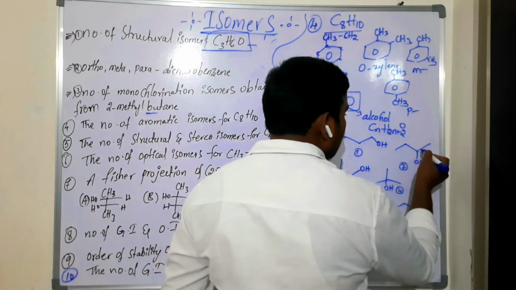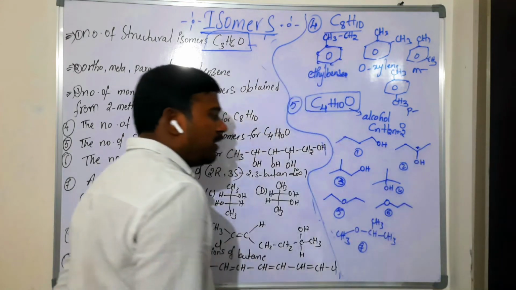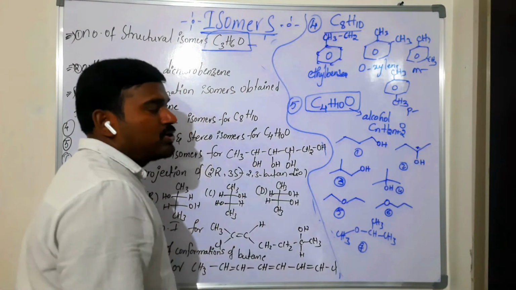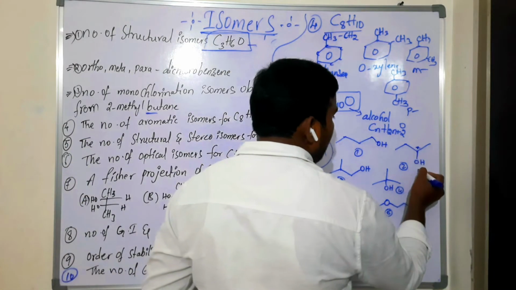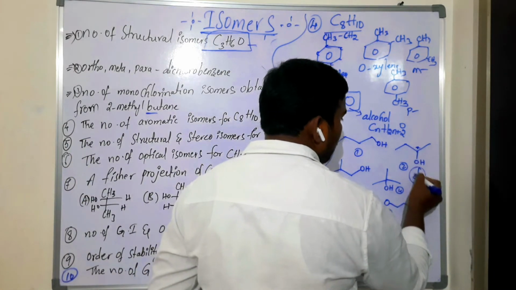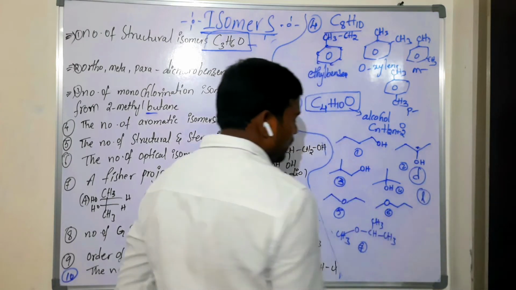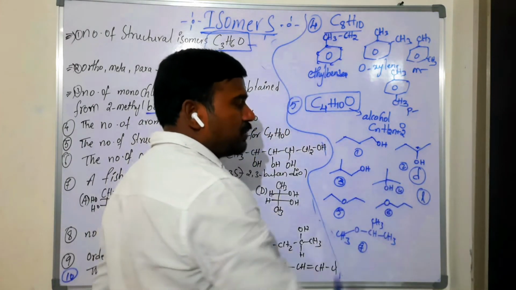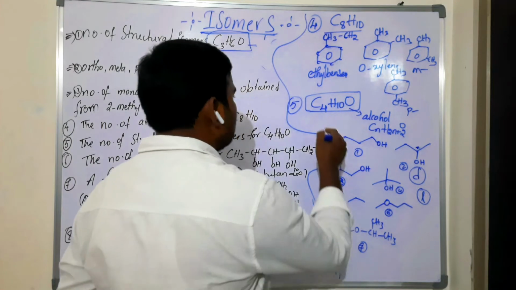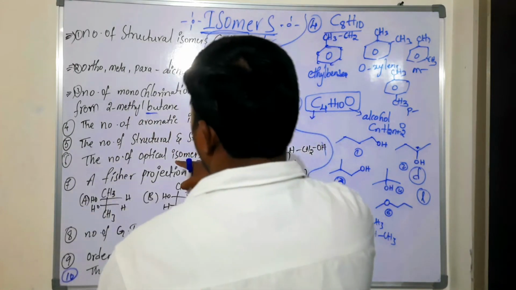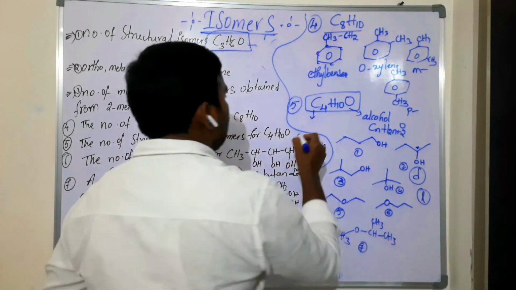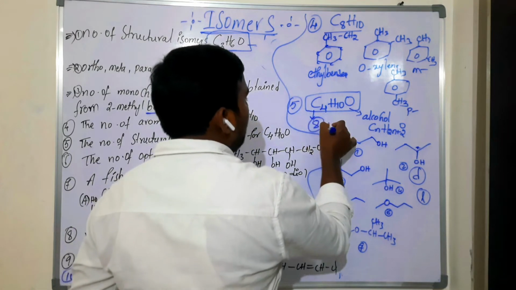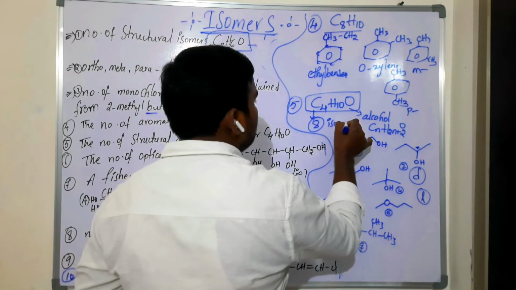Now, here you see, this is a chiral carbon. The chiral carbon has the OH group. So it has a D isomer and an L isomer. So here total 7 plus 1, 8 isomers are possible. The total number of structural and stereoisomers will be 8 isomers for this.